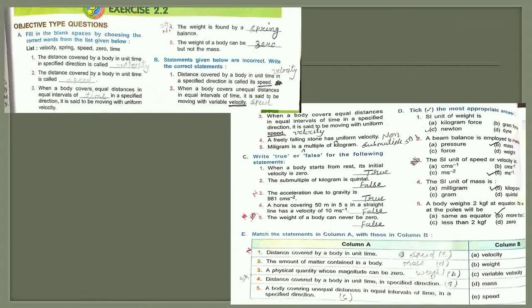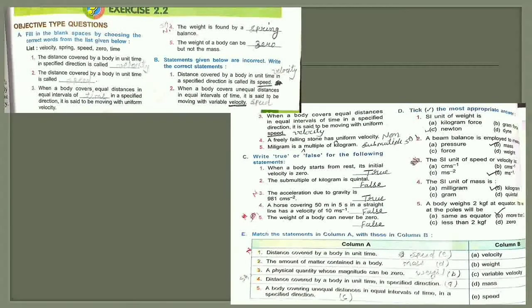Second one is the distance covered by a body in unit time is called the speed only, because the direction is not mentioned, so here it will be speed. Third question is when a body covers equal distances in equal intervals of time, at the blank place you have to write the time in a specified direction, it is said to be moving with the uniform velocity.